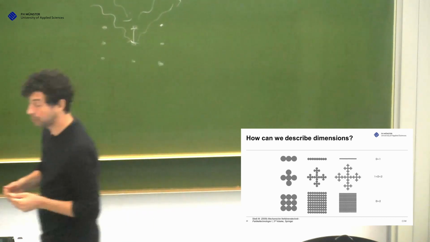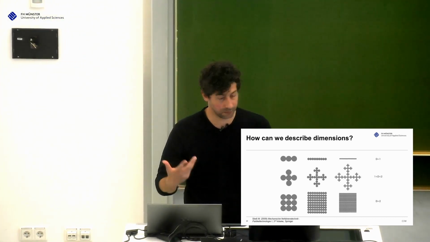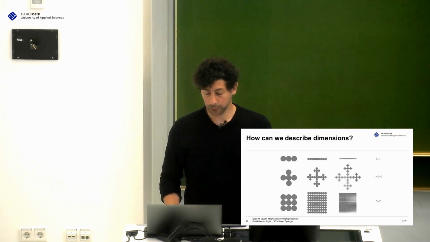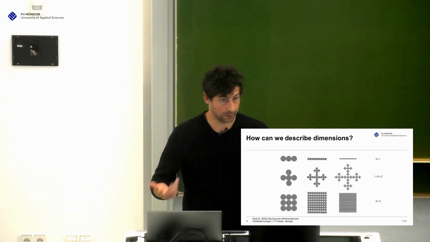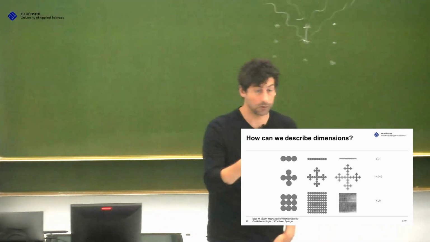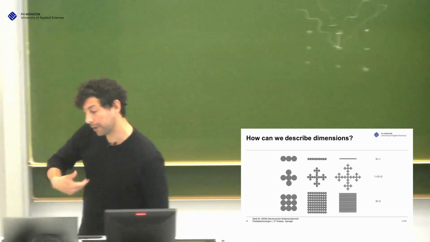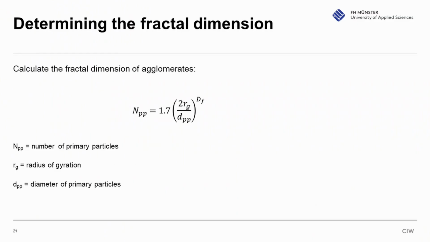Because an agglomerate could be like this. This would be a nanotube, for example. A carbon nanotube has a fractal dimension of 1. And this would be a graphene sheet. It has a fractal dimension of 2. But here we have these porous structures, and porosity for a gas sensor is important. For a good sensor, I need a certain fractal dimension in my agglomerate to have a certain porosity. And therefore, it's quite easy. I just need the number of primary particles, the radius of the agglomerate, and the diameter of the primary particles. And then I can calculate df, which is the fractal dimension.